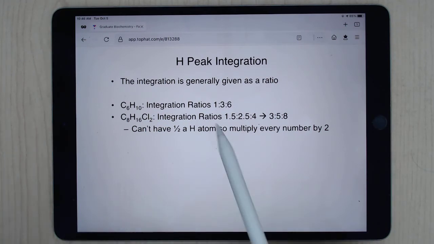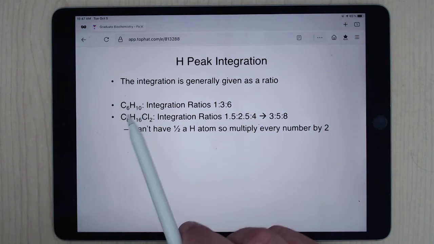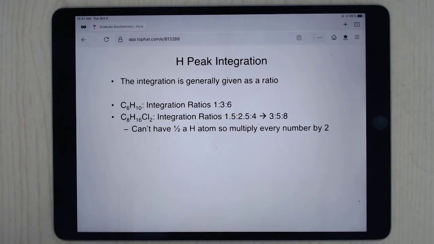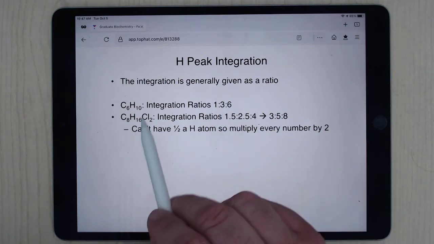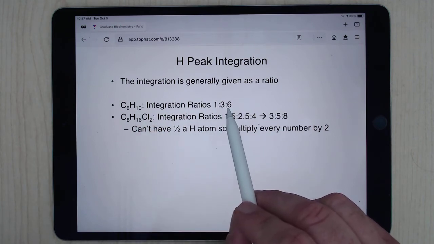So if you have a sample that is C6H10, you have 3 signals, and the first signal integrates to 1, the second one to 3, and then the third signal integrates to 6 hydrogens. Well, we know that the ratio of those peaks is 1 to 3 to 6. That makes sense because there's 10 hydrogens here, and so we can account for all of these.